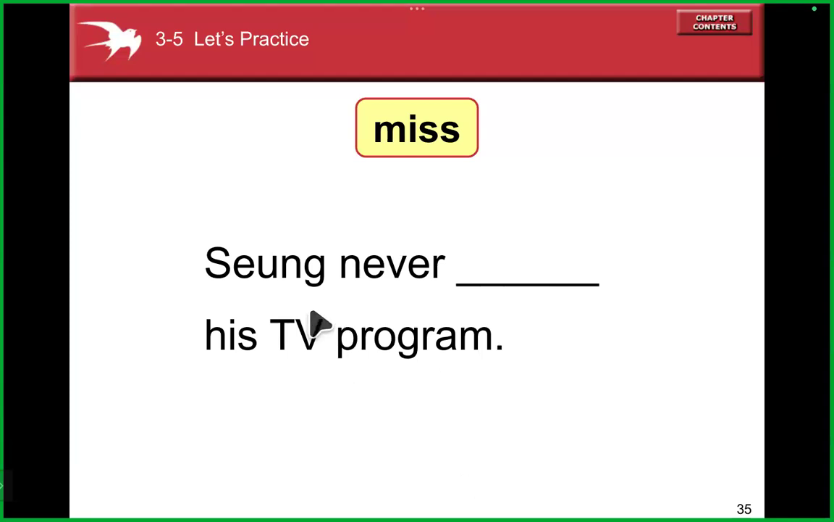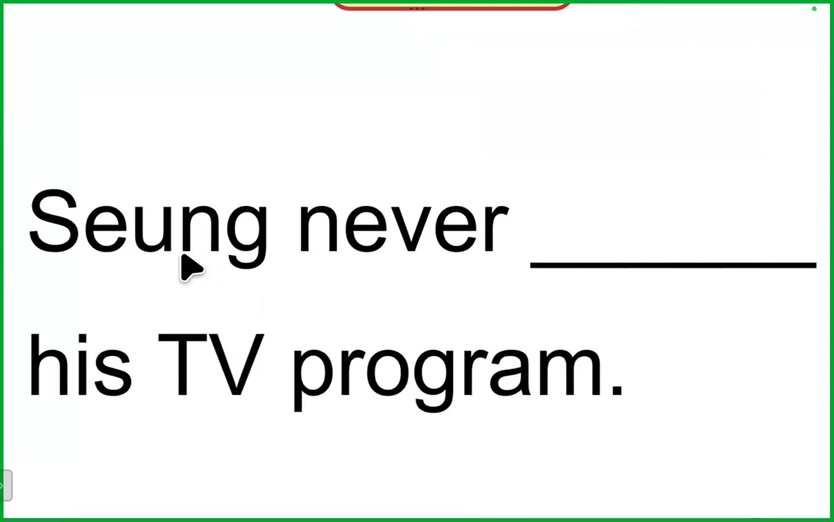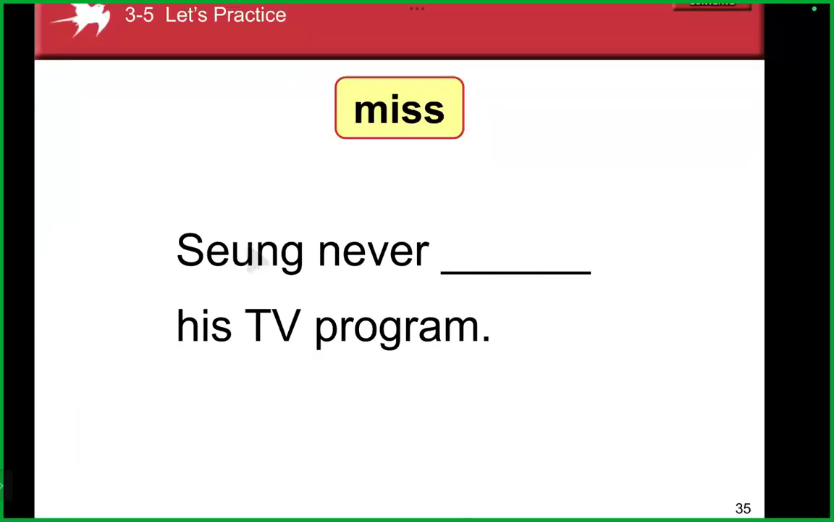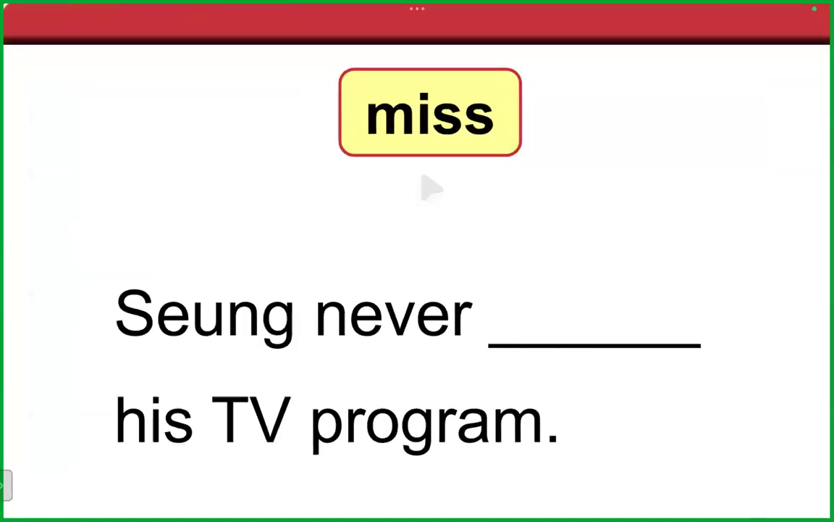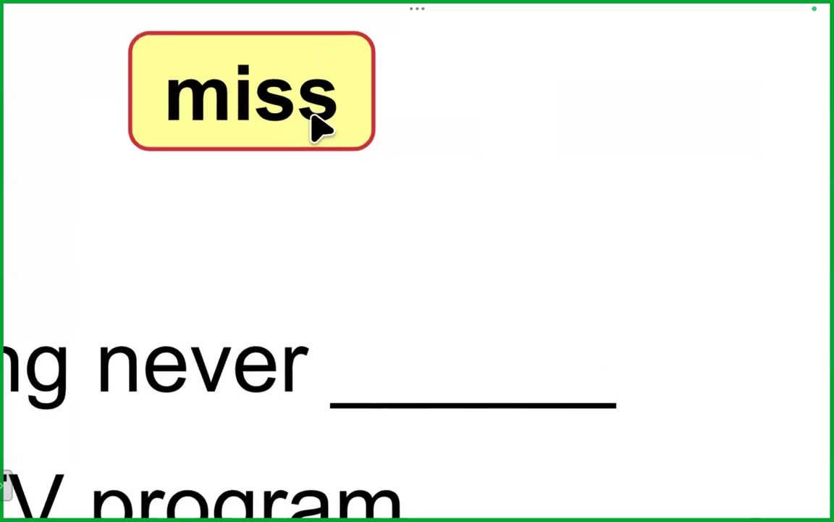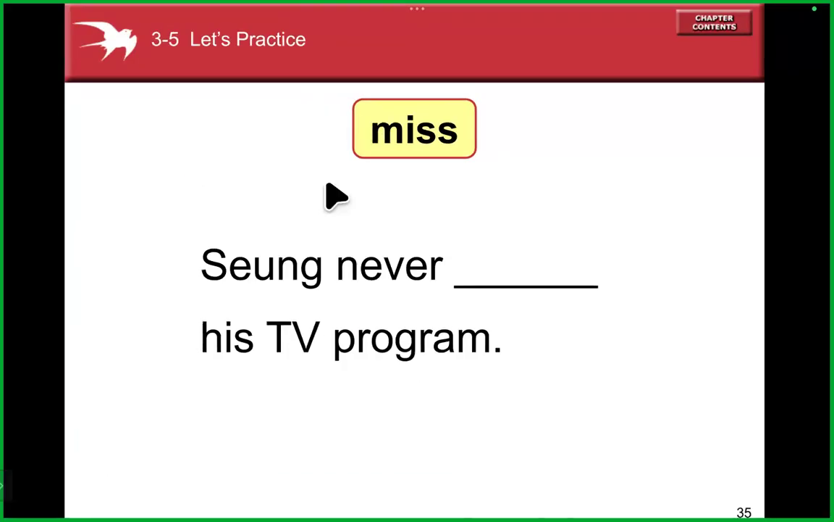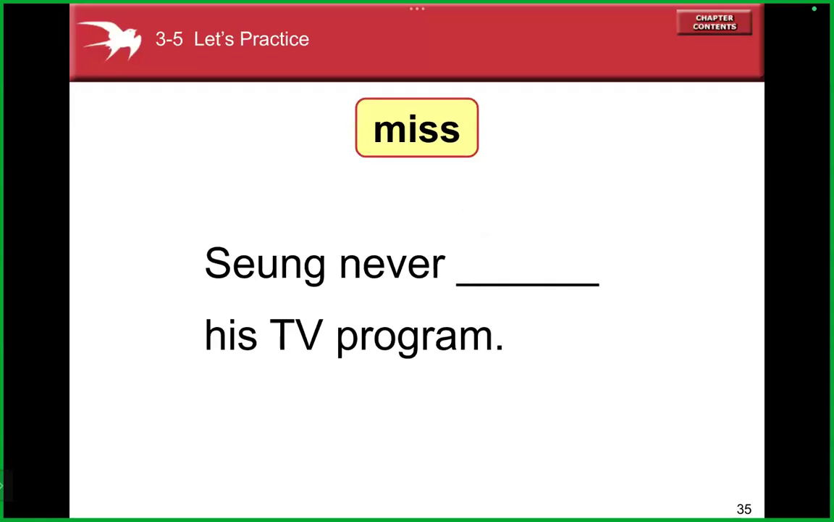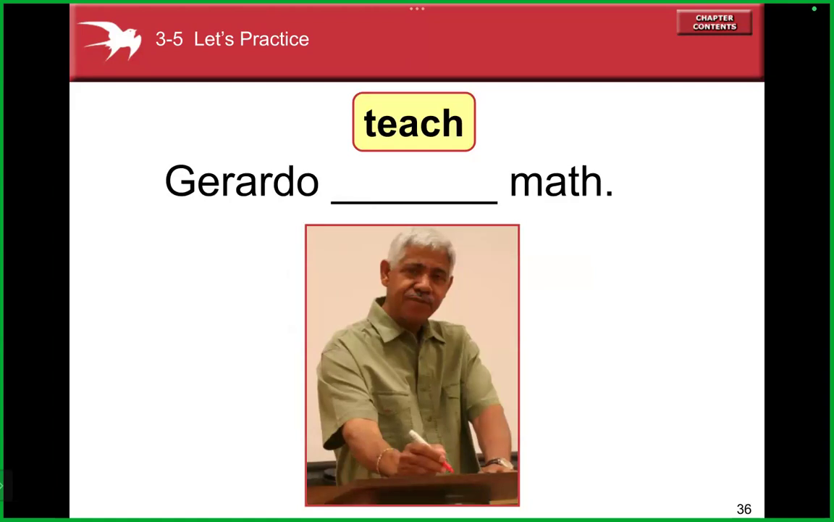Well, this is the subject, Sam. Sam is an Asian name, all right? But in spite of that, this is the third person. And this verb, miss, ends in ss. So remember, for the third person, we add the suffix es. So we say misses, the third person. Sam never misses his TV program. Thank you. Let's move on.